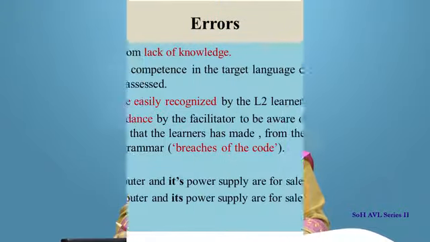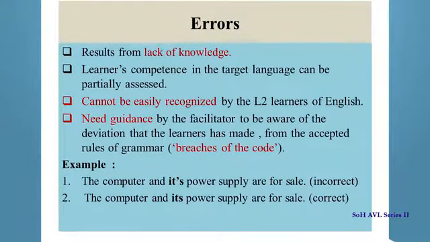What are errors? Errors result from the lack of knowledge. Learners' competence in the target language can be partially assessed by an error which a learner makes while using the language. It cannot be easily recognized by the L2 learners of English because the correct knowledge of that grammar is not known by the learner. It needs guidance by the facilitator to be aware of the deviation that the learner has made from the accepted rules of grammar. This is called the breaches of the code.